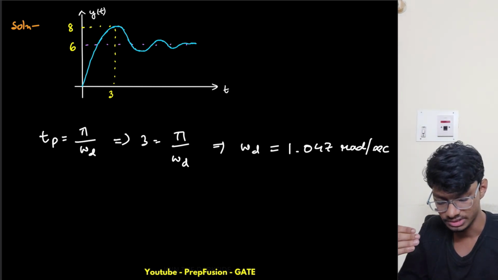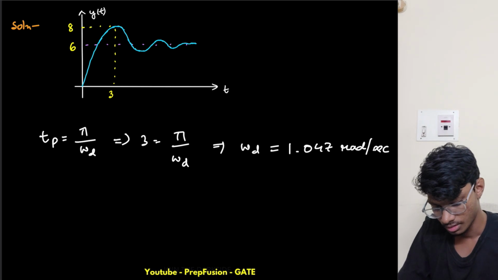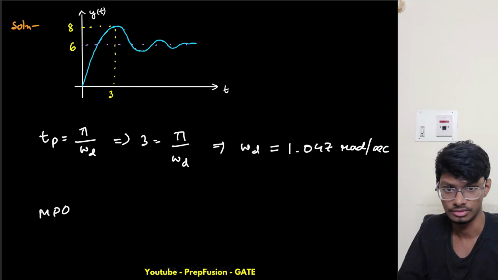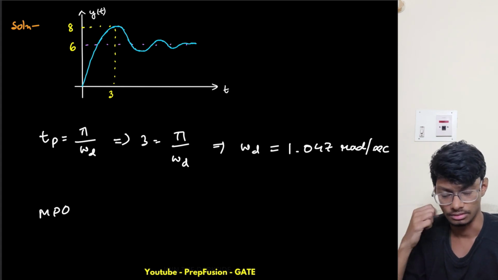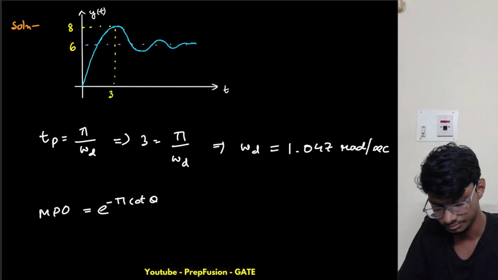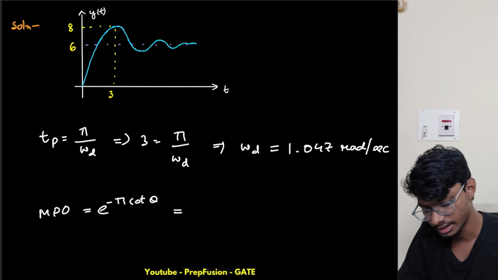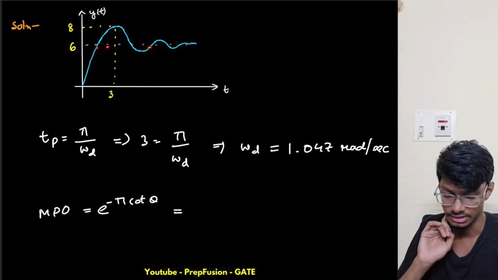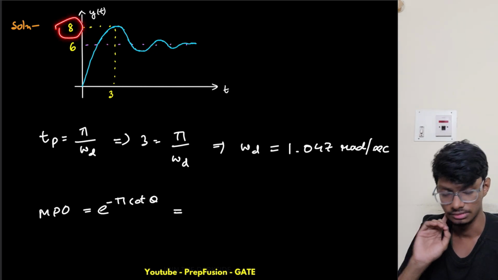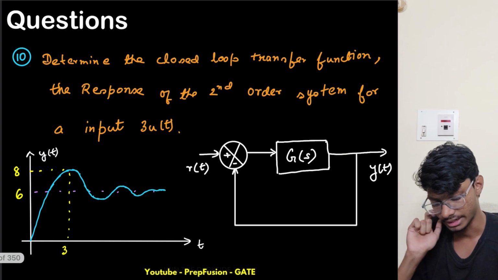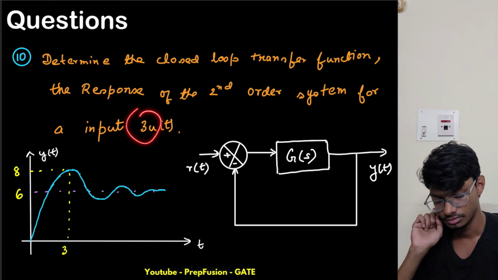Now what is my MPO? MPO, I will write not as a percentage but directly, because that will help me in finding the angle. So the MPO formula, we know, is e raised to the power minus cot theta. Can I find the MPO from here? What I can see is that initially it is settling to 6 and the peak value is 8. Will this matter, that I have a 3u(t) here? Will this matter?